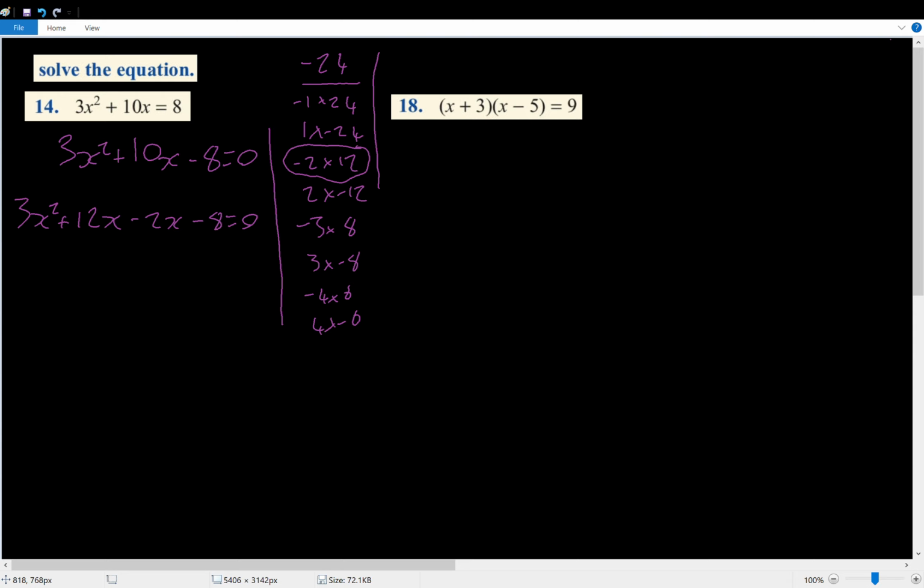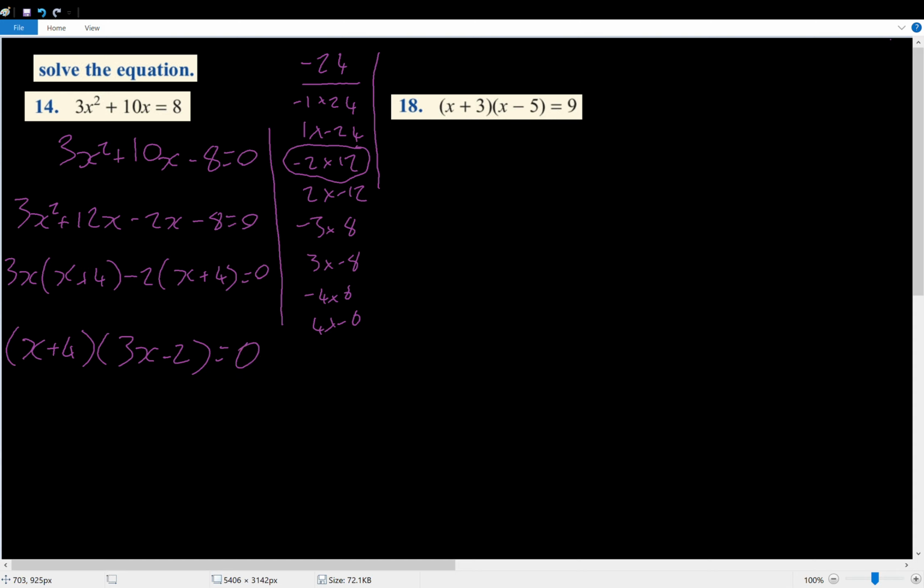And now we're going to take the highest common factor from each of the pairs. The highest common factor from 3x squared and 12x is 3x. So it's going to be 3x times x plus 4. And the highest common factor from minus 2x and minus 8 is minus 2. And in the brackets we're going to have x plus 4, and that's equal to 0. And now we can finish off our factorizing by grouping, putting the factors into just two brackets. So we've got x plus 4 multiplied by 3x minus 2, and that is equal to 0.